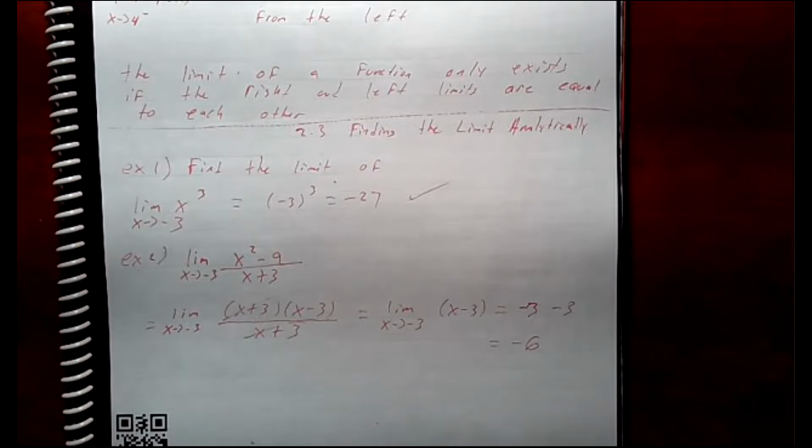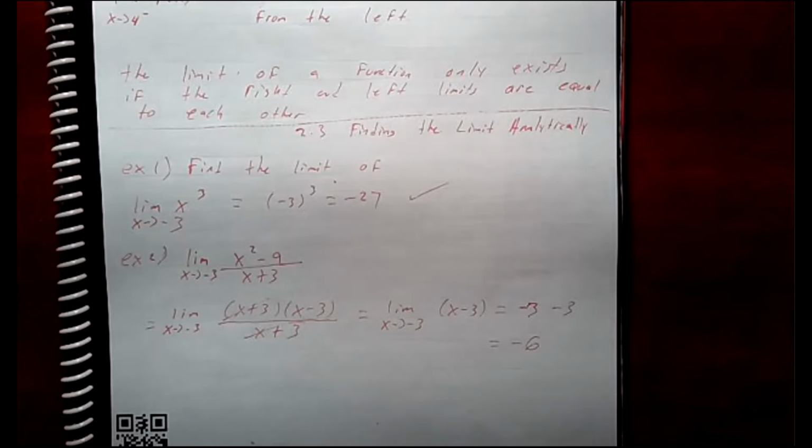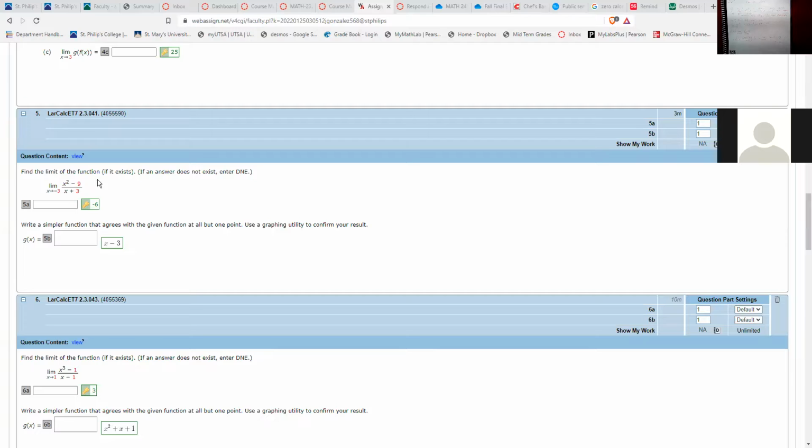Are there any questions on number 1 or 2? Sorry. So right here, this is what they mean by the simpler function. They mean the factored version that canceled.